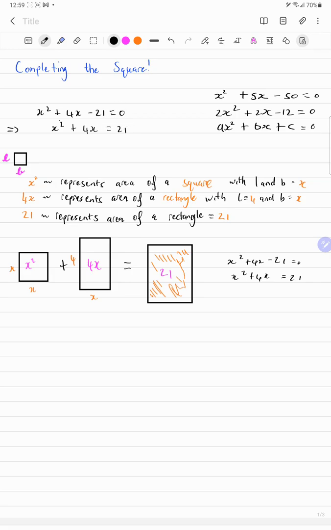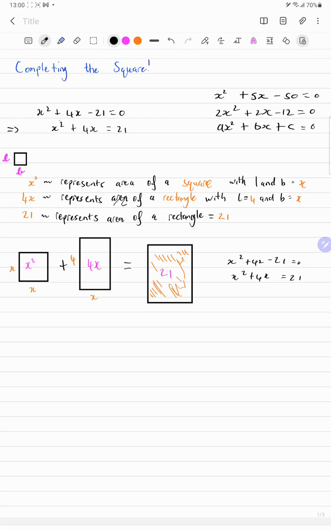Now guys, I want you to visualize this as the sum of some areas. Let me explain what I mean. Let x squared represent the area of a square with length and breadth equal to x, and you have it drawn visually. So here's a square with area x squared, side length x and breadth x.